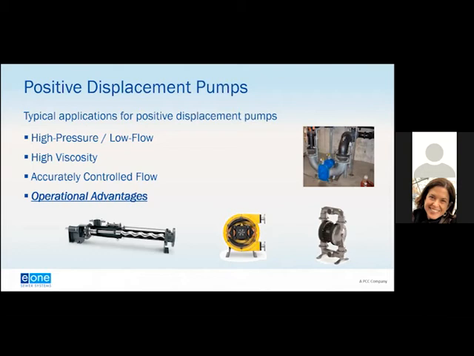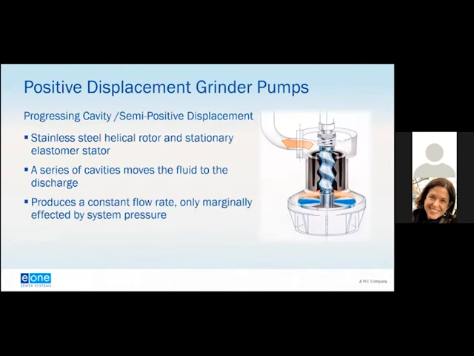And then what we're going to focus on now is what I would call the operational advantages. Even if your application doesn't fall into one of the top three bullets there, the high pressure, low flow, high viscosity, or accurately controlled flow, there might be an operational advantage to using a semi-positive or a positive displacement pump. And that's where we're going to go back now to the grinder pump application and look at E1's semi-positive displacement pump. So one thing I will say, up to this point, I've been talking about positive displacement. Now, when we get to the grinder pump application of it, I'm going to change it a little bit.